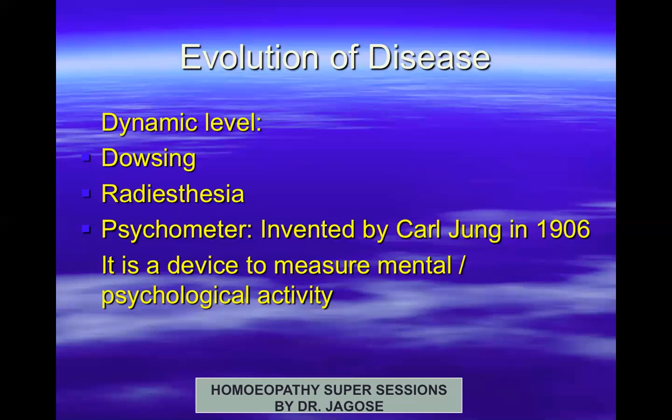Another method is also known as the psychometer. It was invented by Carl Jung in 1906. A psychometer is a device which is used for measuring the mental or the psychological activity. So in the olden days, there was a meter known as the psychometer, and it could measure the mental activity as well as the psychological activity of the patient.